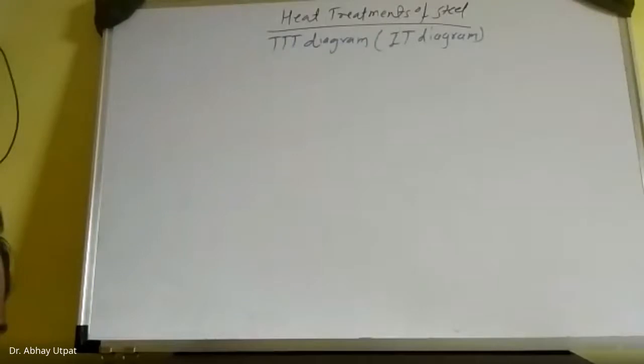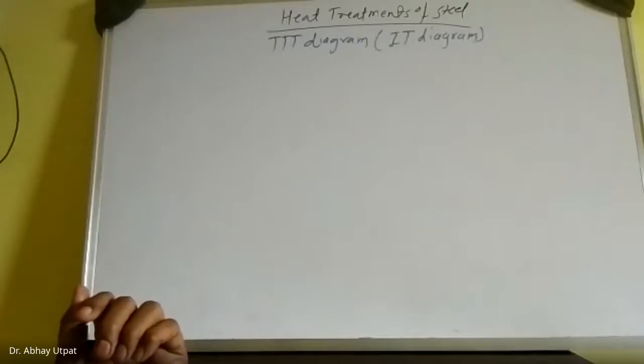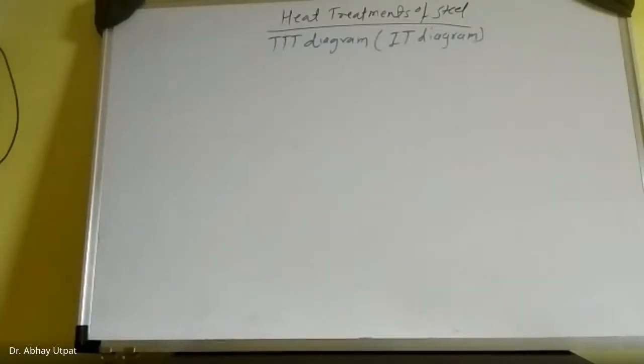So this time temperature transformation diagram gives a lot of information about the parameters I have dictated to you. Next line: as transformation takes place at constant temperature, it is also called isothermal transformation. I capital, T capital. Isothermal transformation.